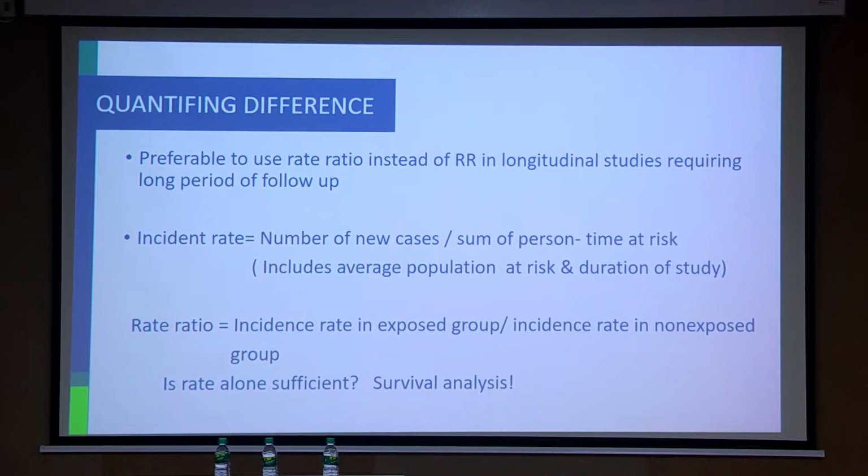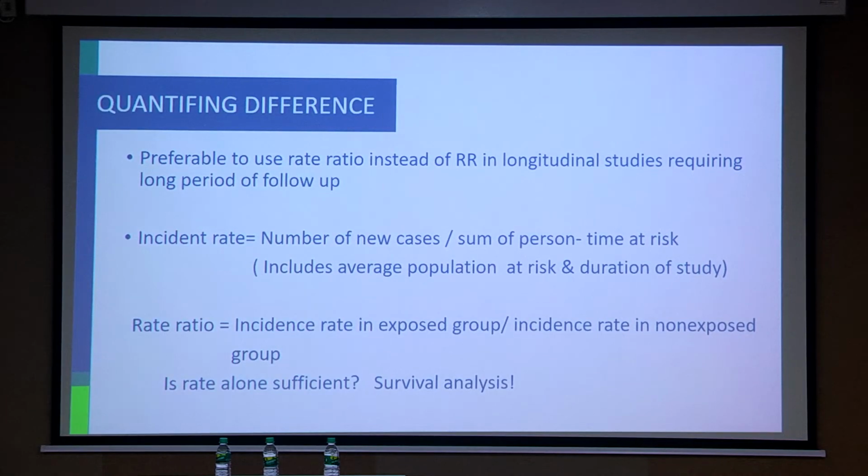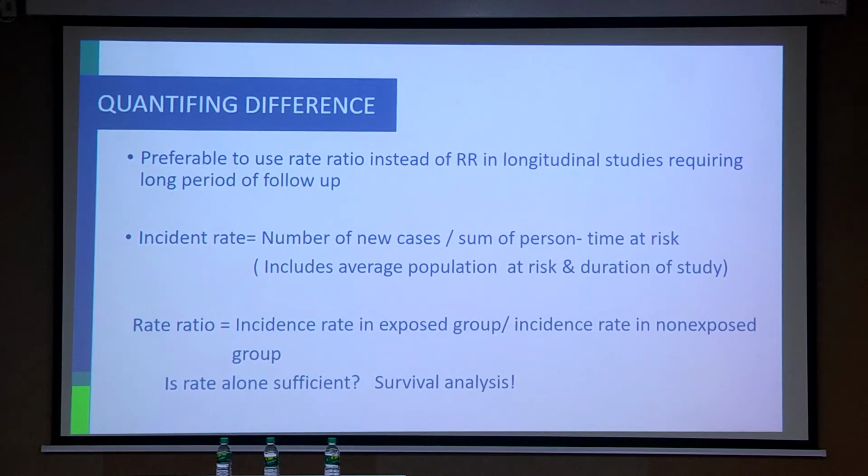For example, consider a population size of 1,000. You are going to study for 1 year. The denominator will be 1,000 person years. If you are going to study the same population for 3 years, it will be 3,000 person years. The rate ratio is always accurate, as it includes the person who is entering the study and who is leaving the study. So it's better to always do the rate ratio instead of relative risk.